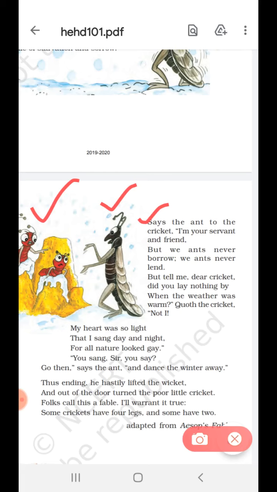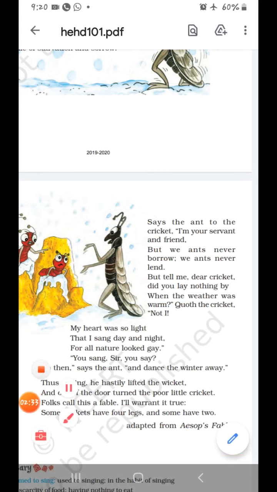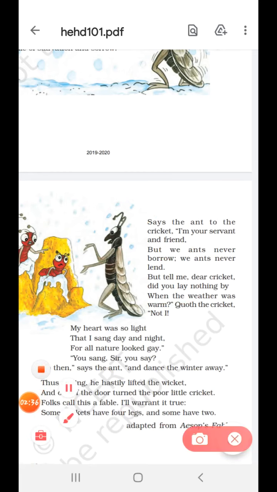So here the cricket went to the ant and asked for help. The ant said that he was the cricket's servant and friend. Okay, the ant said that I am your servant and friend. That means I am ready to help you because I am your friend and also I am your servant. But we ants never borrow, we ants never lend. That means neither do we take anything from others nor do we give anything to anyone.